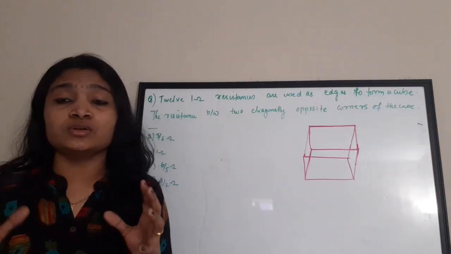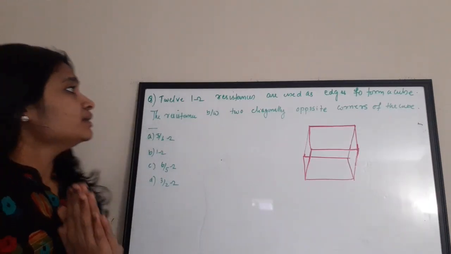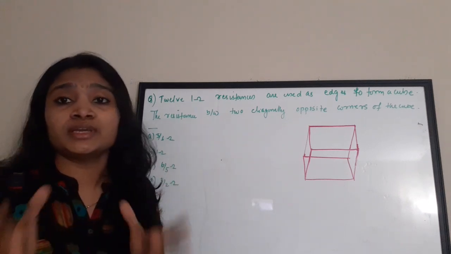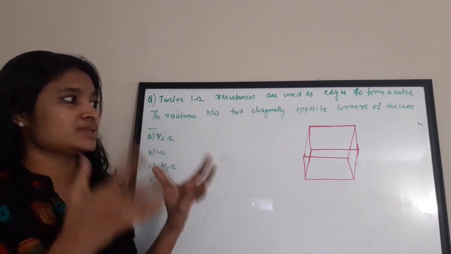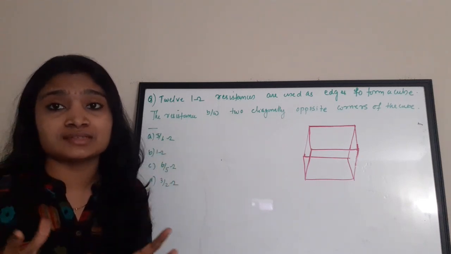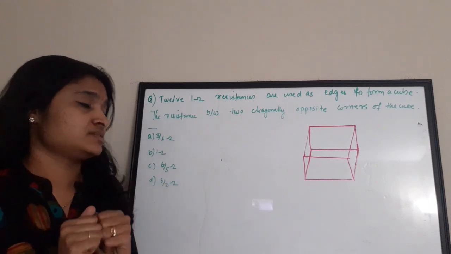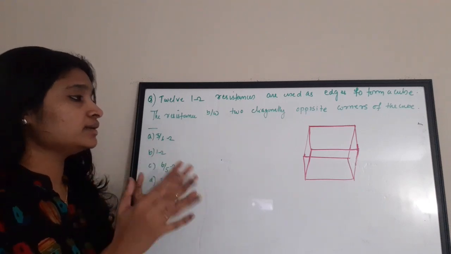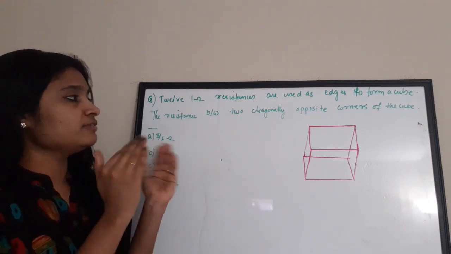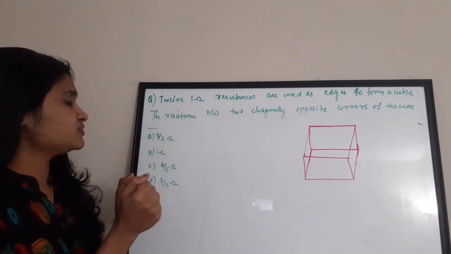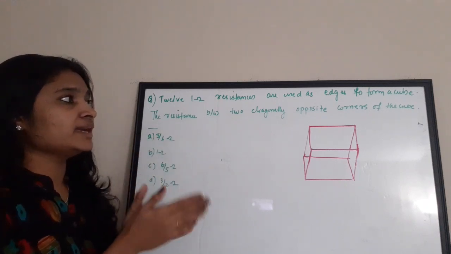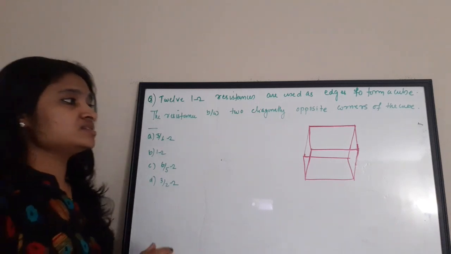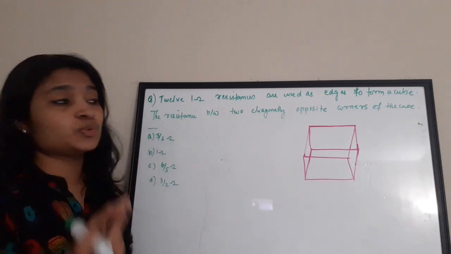Next question that we are going to discuss today is this. Twelve 1 ohm resistances are used as edges to form a cube. I think most of you have seen this type of question, forming a cube with resistance in all the edges. This cube actually has some properties, and due to that we will obtain the answer. Let's read the question first. The resistance between the two diagonally opposite corners of the cube is dash. That is, we need to find the resistance between two diagonally opposite points of the cube.